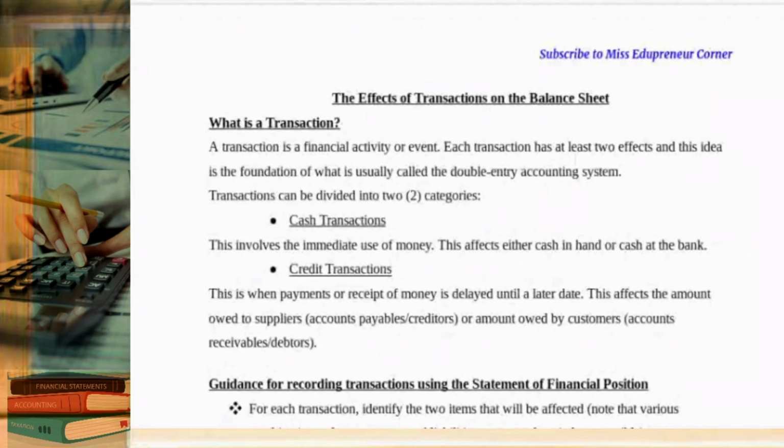On the other hand, credit transaction is when payment or receipt of money is delayed until a later date. So this is like going to the store, taking an item, but payment is not made immediately. Here in Jamaica, we would say going to the store and trusting an item. So this affects the amount owed to suppliers. We also refer to our suppliers as accounts payables or creditors, or the amount owed by customers. And we also refer to our customers as accounts receivables or debtors.